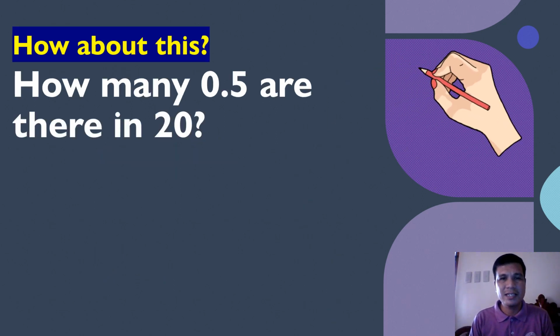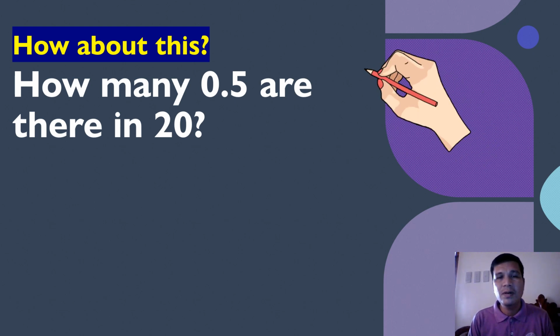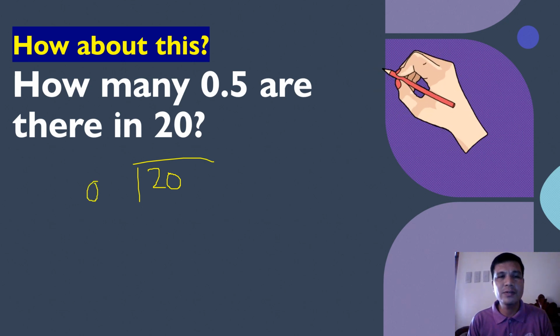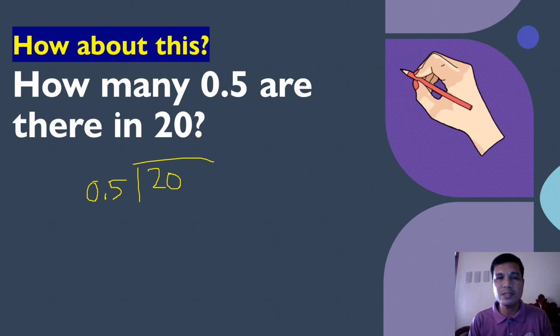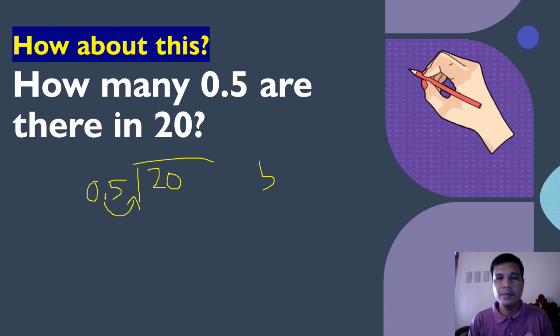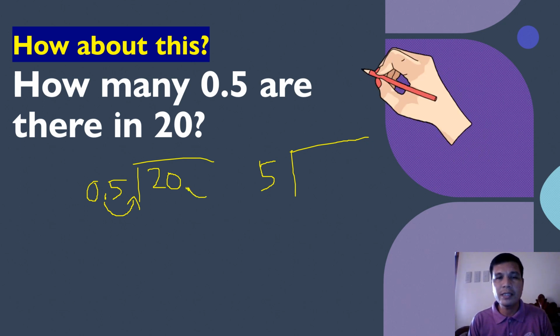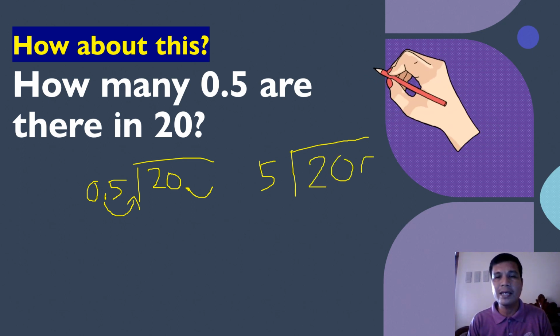How about this? How many 5/10 are there in 20? So, our equation will become 20 divided by 5/10. Very good. So as you can see, our divisor again is a decimal number. So let us move the decimal point once. It will become 5. Then also move the decimal point of 20. Remember, whole number and decimal point ay nasa dulo. Move 1. It will become 200 because we are going to annex 0.